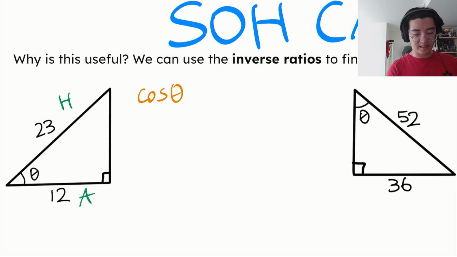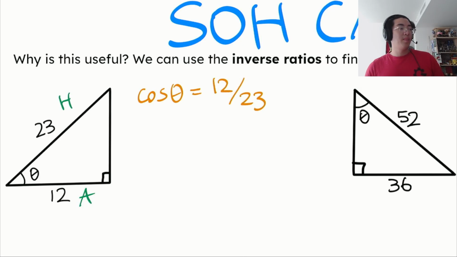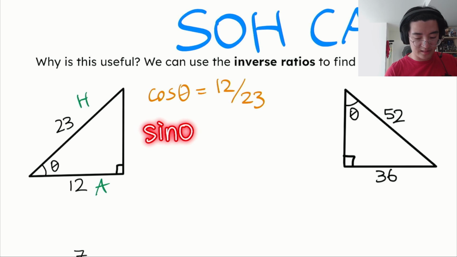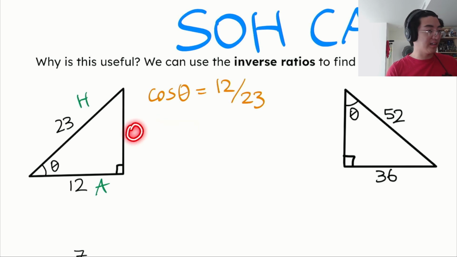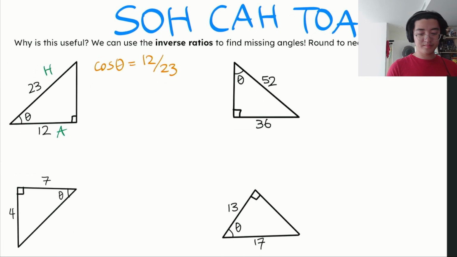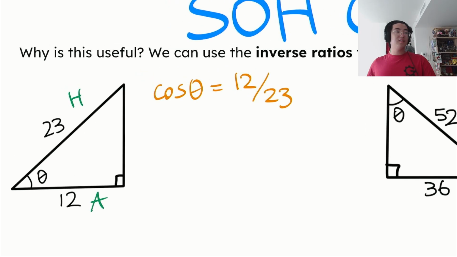So cosine of this theta is just like this. We cannot use sine here, because the opposite is this line here. We don't know what this line is. We're not given that, so there's no point of using sine. And there's also no point of using tangent, because we also need the opposite for tangent. So now we found the right ratio we want to use, because cosine is the only one that has an adjacent and hypotenuse.